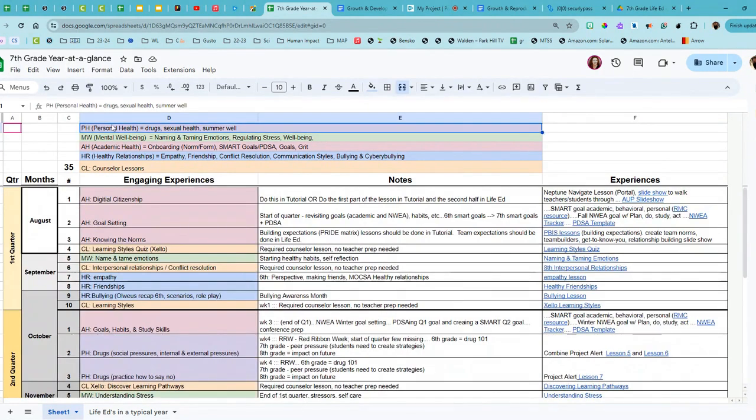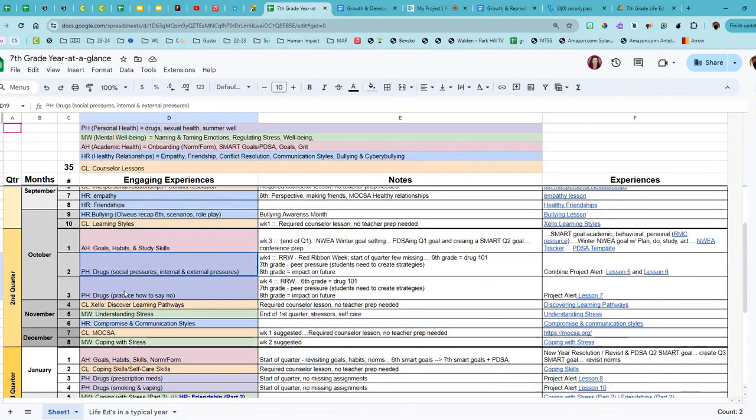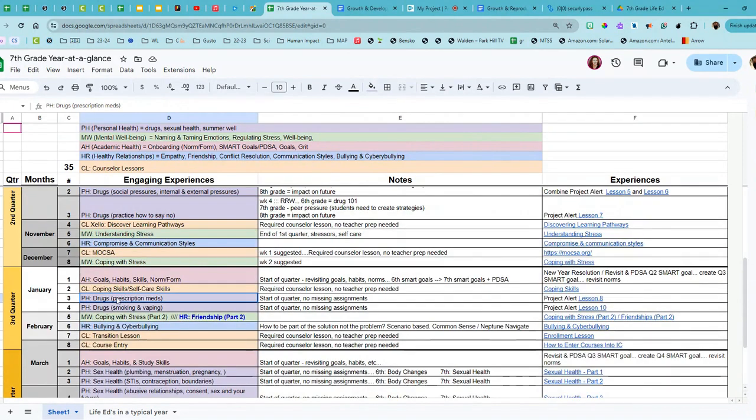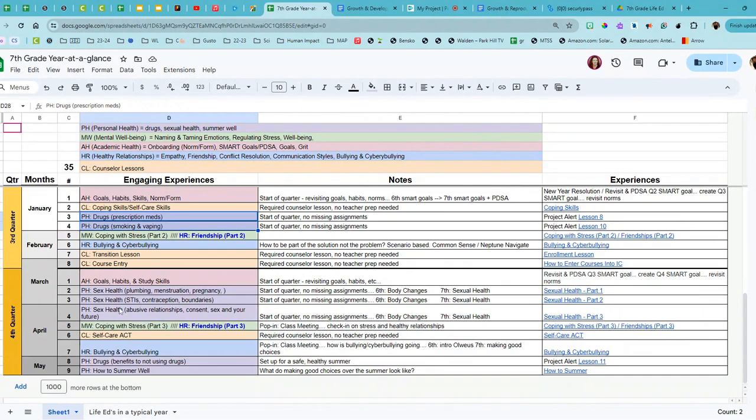And then for personal health, we really emphasize our personal health experiences at the start of quarter. So at the start of quarter two, we have drugs. At the start of quarter three, we have more drugs. And then at the start of quarter four, we have our three consecutive sexual health experiences. Sixth grade is all about body changes and puberty. Seventh grade, it's everything sexual health, so you can become a functional adult.